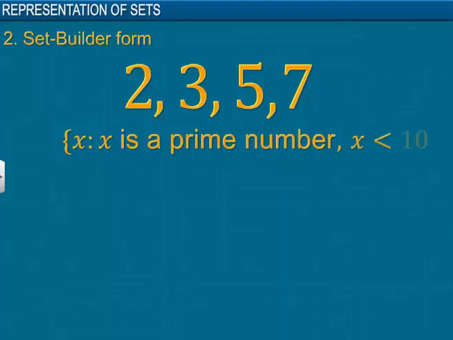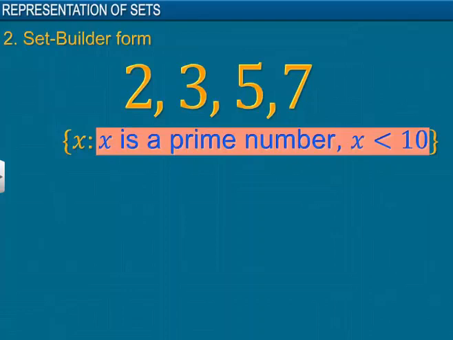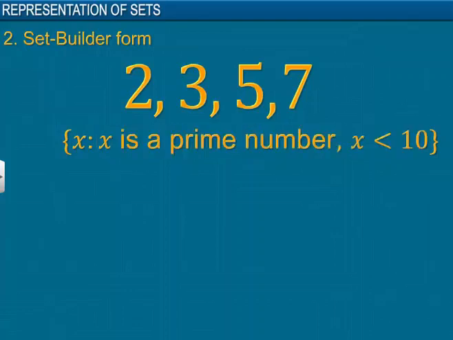Each part of this representation is as follows. X represents each element in the set, and the statement is the property that defines the set. We name this set as P. We read this as P is the set of all x such that x is a prime number less than 10.